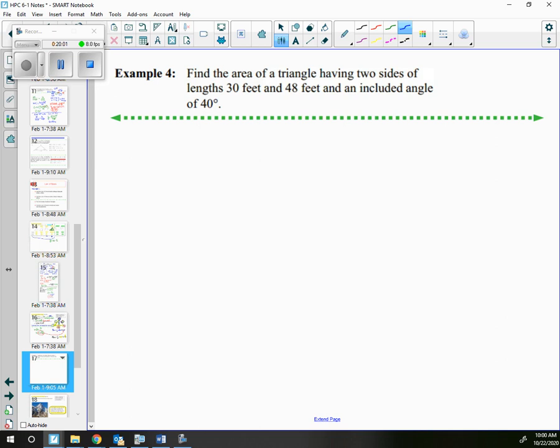It says find the area of a triangle having two sides that are lengths 30 and 48 and an included angle of 40 degrees. Now notice there's no labels here at all, so I'm just going to make up a picture here. So I have a 30 and a 48, and the included angle is 40 degrees, and then I can just finish off my triangle. Notice there's no labels at all. In a real life situation, you don't walk around with things being labeled. So if I'm looking at this, I could put labels on it and use any of those formulas.